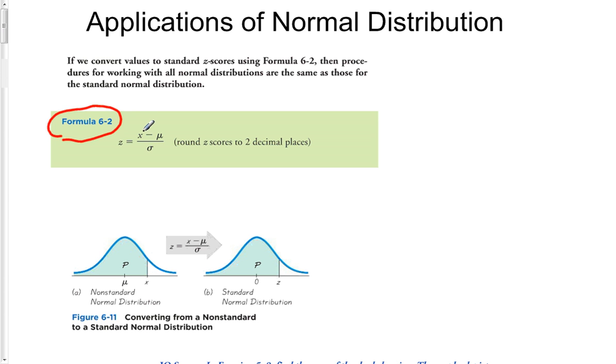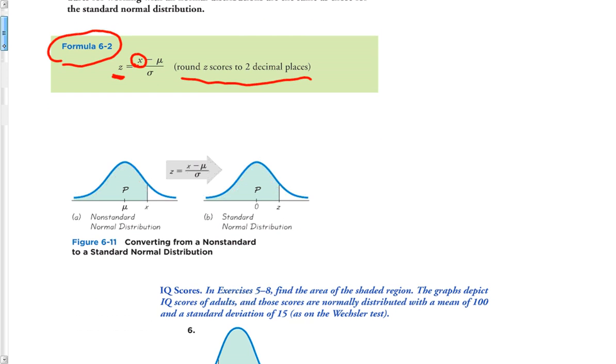So what we're going to do is take a given x value that comes from a non-standard distribution, and convert it to a z-score, rounding these z-scores to two decimal places. And once we've converted it to a z-score, we're going to use that z-score to find the probability. So even given a non-standard normal distribution, using this formula, we can convert it to a standard normal distribution and find z-scores using table A2 or our calculator.